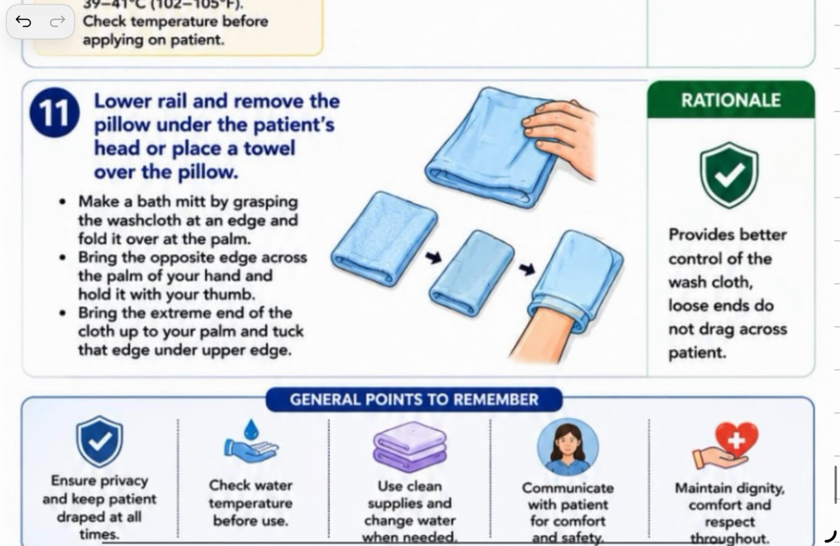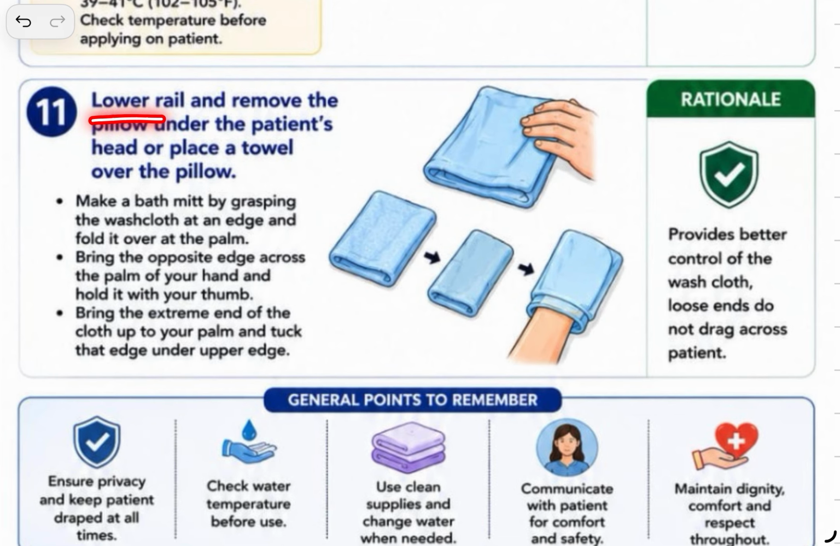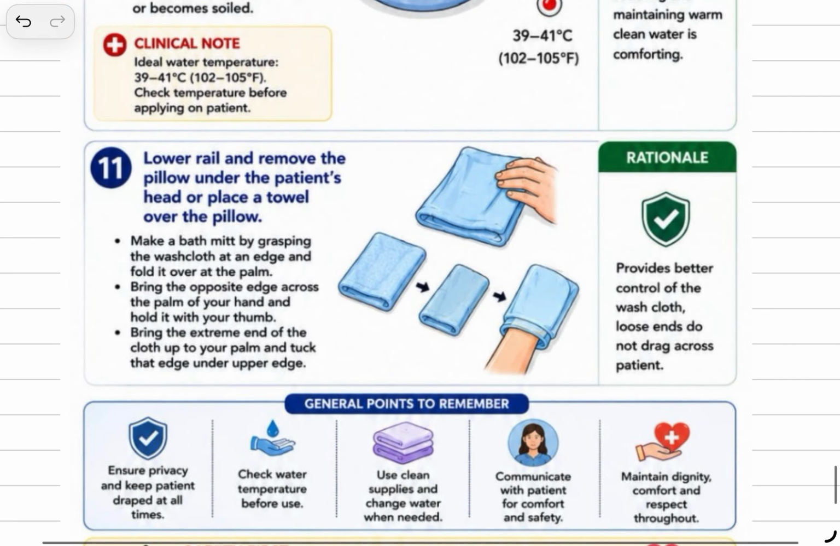So here, you need to lower the side rails, take the mitten, place the dorsum on the mitten, and take the opposite edges of the mitten over the palm. Clear? Understood everyone? Yes.